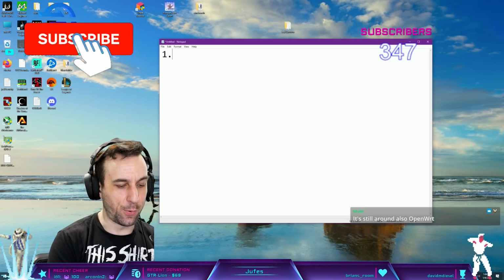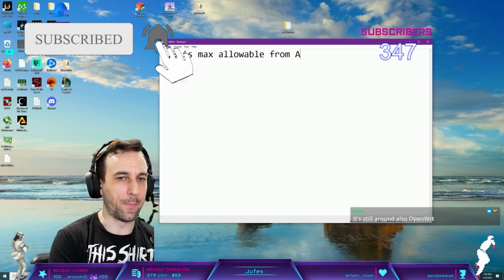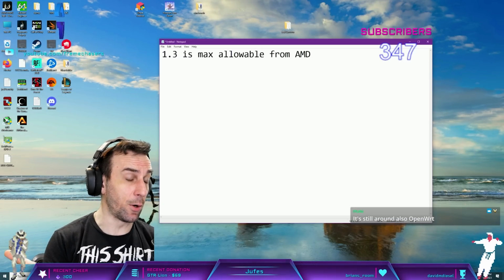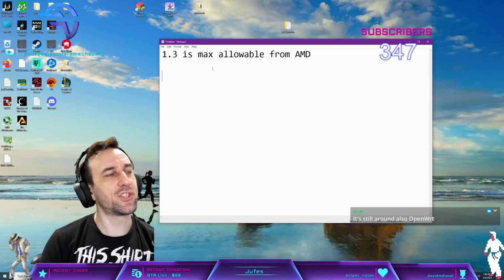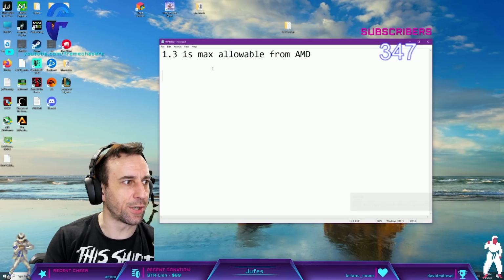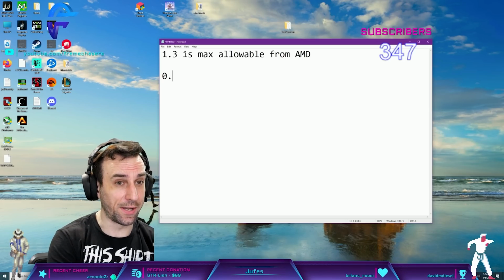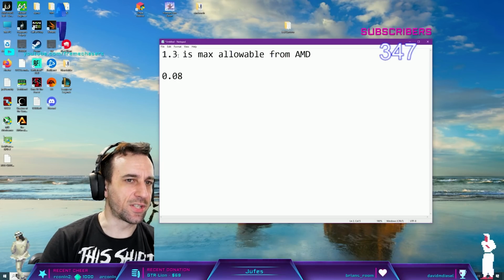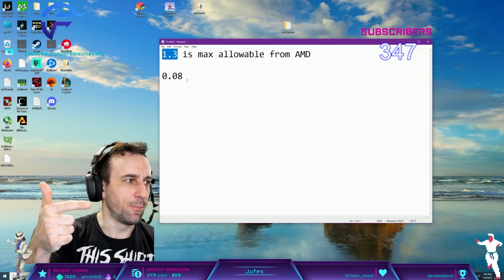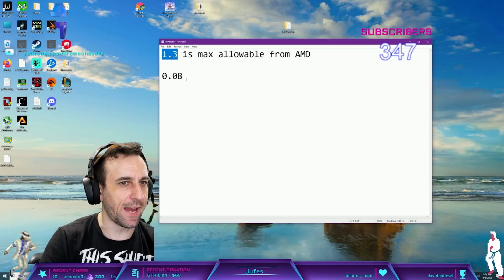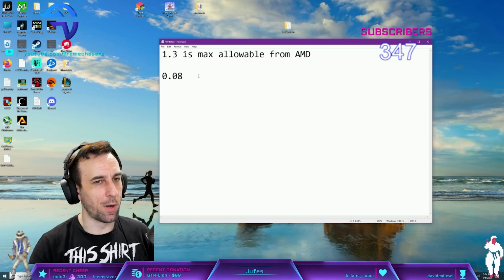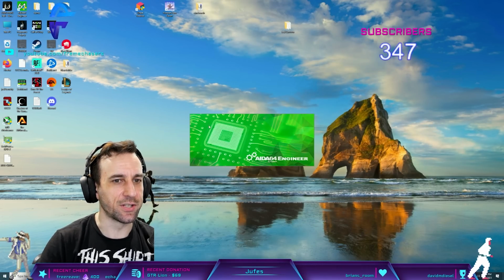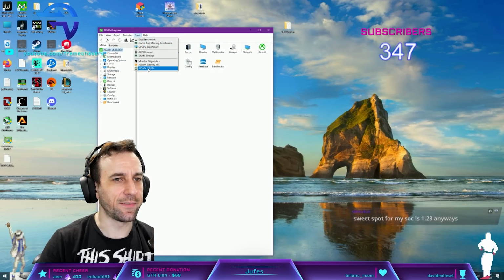Now that we know that 1.3 is max allowable from AMD, maybe some people don't feel safe running 1.3. I don't know. Because as GN says, sometimes the load line calibration will mess it up by like 0.08. So if you set 1.3, it might reverse Vdroop up to 1.38, right? So maybe some people want to set 1.2, 1.25. But let's find out where my silicon sweet spot is. I thought it was an interesting video idea, right?